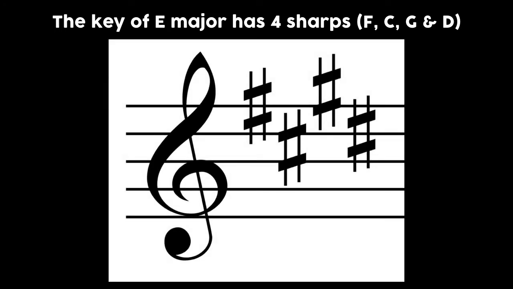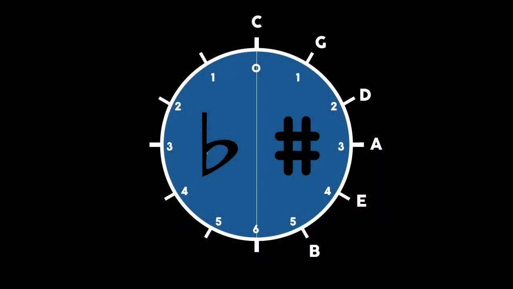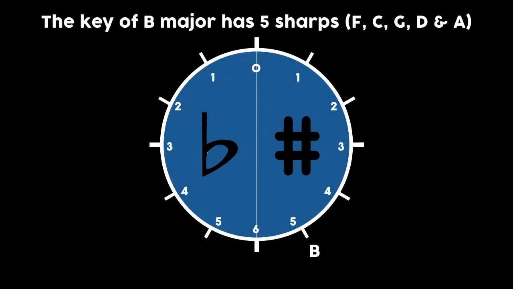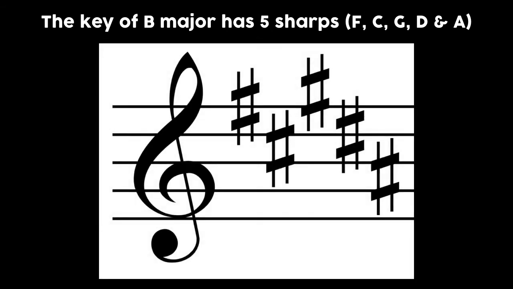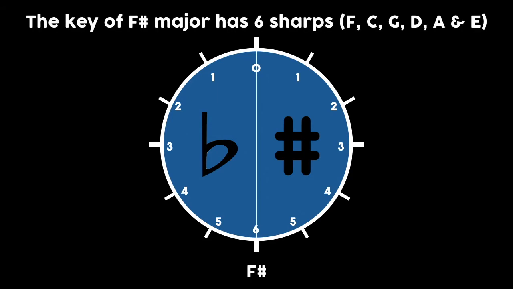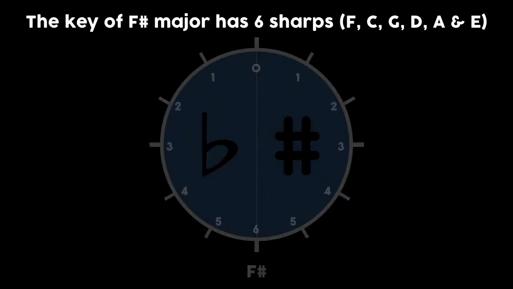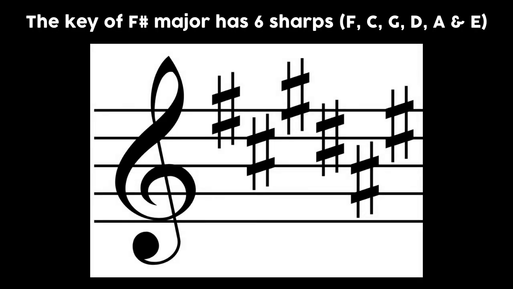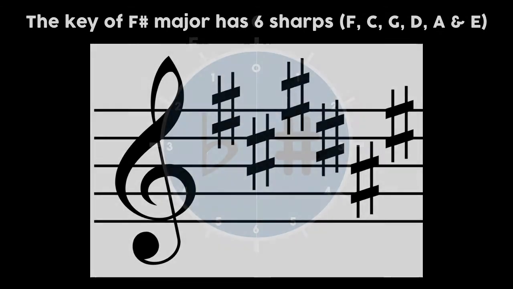We're getting further away from C major. The next key round is five sharps, B major. Those are F sharp, C sharp, G sharp, D sharp, and A sharp. The final sharp is F sharp major with six sharps. Those are F sharp, C sharp, G sharp, D sharp, A sharp, and E sharp.